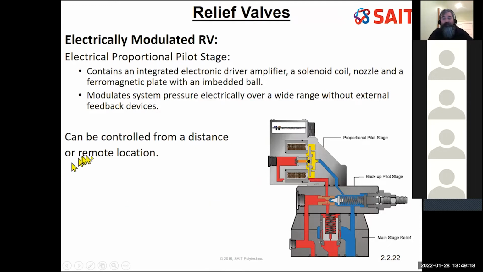It can be controlled from a distance or a location. Now, usually I've got a controller on my press, my injection molding machine, whatever it is, but I can usually override that if it's hooked up to my network and change the program and shut it down if necessary. Okay.